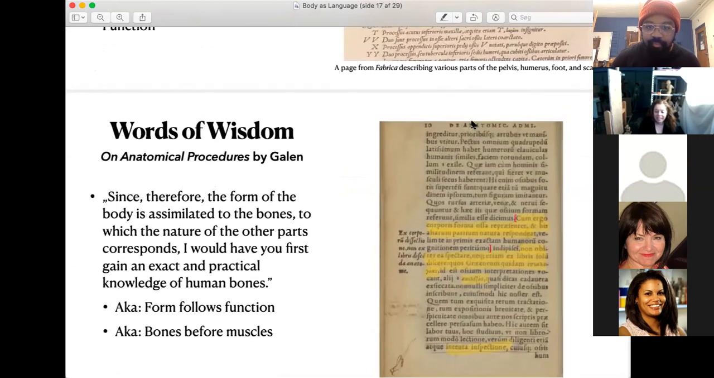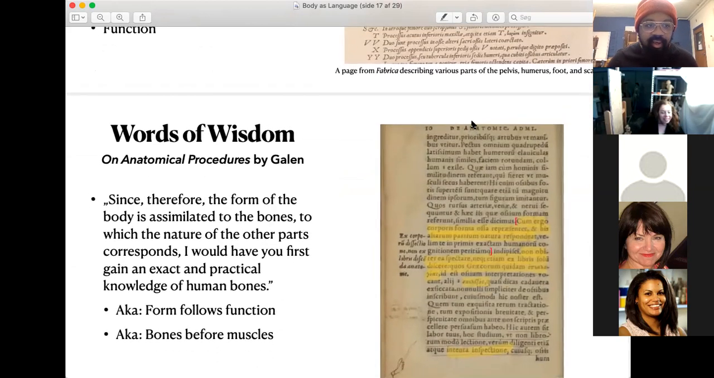Some words of wisdom by our dear friend Galen. This is basically what I was talking about earlier. Since therefore the form of the bone is assimilated, the form of the body is assimilated to the bones, to which the nature of other parts correspond, I'll have you first gain an exact and practical knowledge of human bones. Basically, form follows function and bones before muscles.